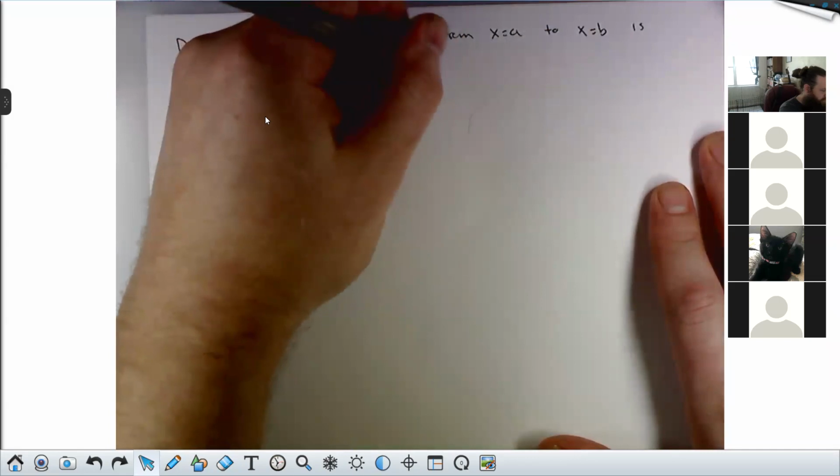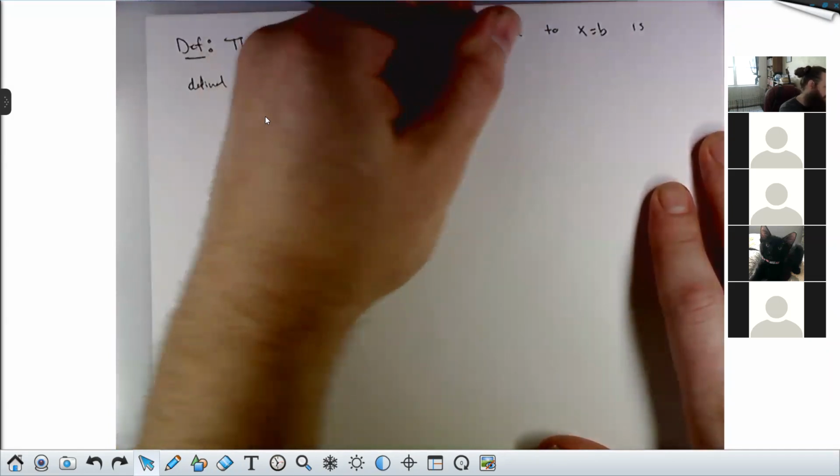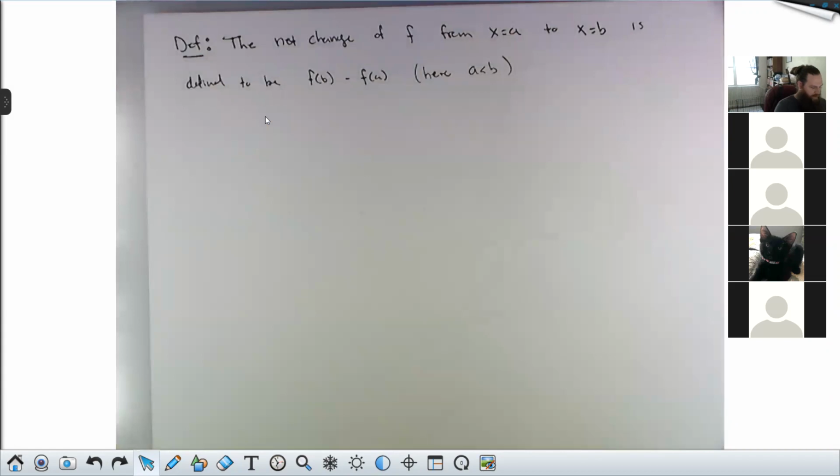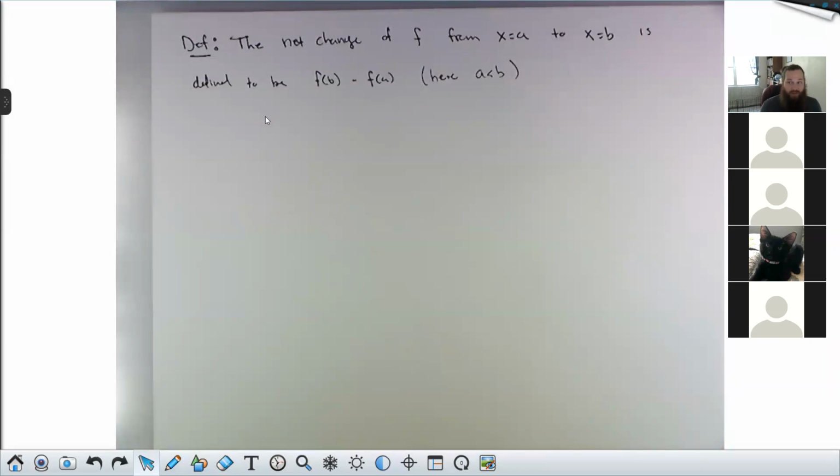Here, a is assumed to be less than b. This has a very intuitive understanding. Like if I want to talk about the net change in my bank account over the last month, if I end with more money than I started with, my net change is positive. My net worth has gone up. If I end with less money than I started with, my net change is negative. And to find that number, you would just take the value of my account at the end of the month minus the value of the account at the start of the month. That's like your f of b, value at the end of the month, minus f of a, value at the start of the month.